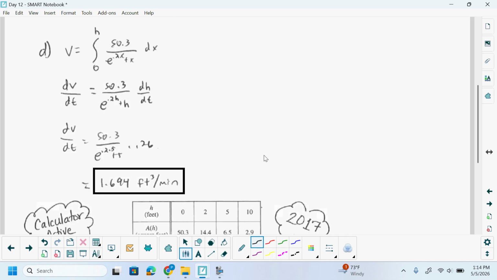They told us that the rate of the height was increasing at 0.26 feet per minute. That's why it has a positive 0.26. Remember to always look for those context clues for those rates, because it won't come out and say it's negative. Usually it'll give you context clues if it's supposed to be negative. And then also sub in the 5 for your 5 feet, put it in the calculator, and it was a change in volume per a change in time, so we have feet cubed per minute.